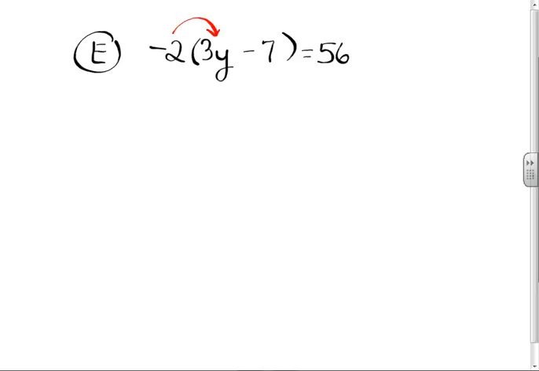Adam, you want to help me out with this one? What's negative 2 times 3? You do know it. Negative 6y. Here's the mistake. Here's where my students, all grade levels, doesn't matter, make the mistake right there. And you guys have done a really good job with this, by the way. What's negative 2 times a negative 7? Not negative. Positive 14 equals 56.